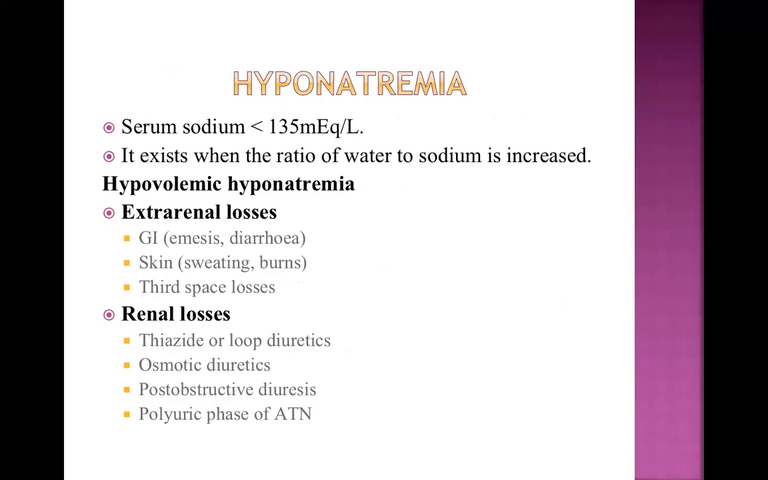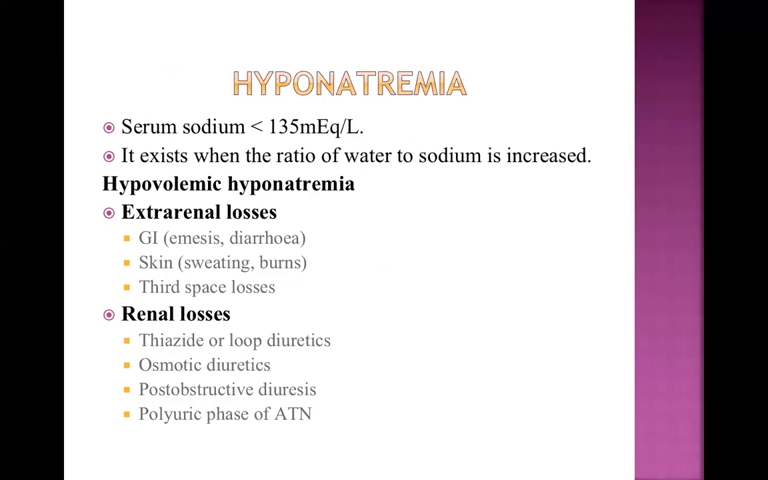Now, with the discussion of hypernatremia, let's move on to the other part of sodium imbalance, which is hyponatremia. So look at the definition first. It is serum sodium level less than 135 milliequivalent per liter. This is hyponatremia. And what are the causes now? It exists when the ratio of water to sodium is increased. What is the meaning? If the amount of water is more than the sodium, then sodium will be diluted. It can easily cause hyponatremia.